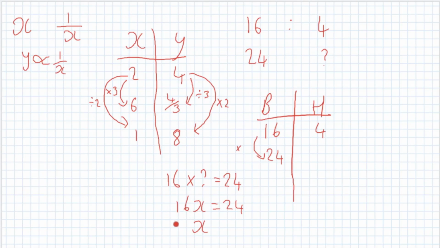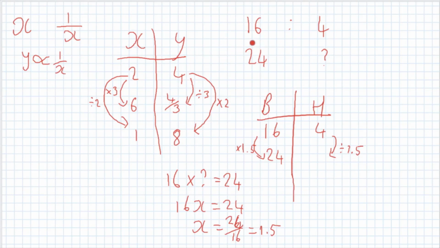So 16 divided by 16 is 1, so we get x on its own. 24 divided by 16 is, on your calculator, 1.5. These are calculator questions, so we know that times 1.5 is 24, so we're not going to times by 1.5 here, we're going to divide by 1.5, because it's inverse proportion. You've got to be careful, because they're not going to tell you whether it's direct or inverse proportion. You've got to work it out.